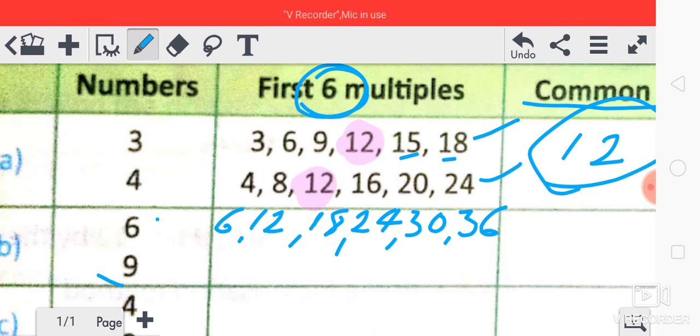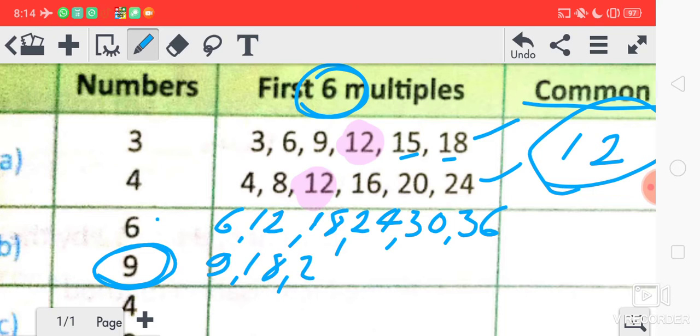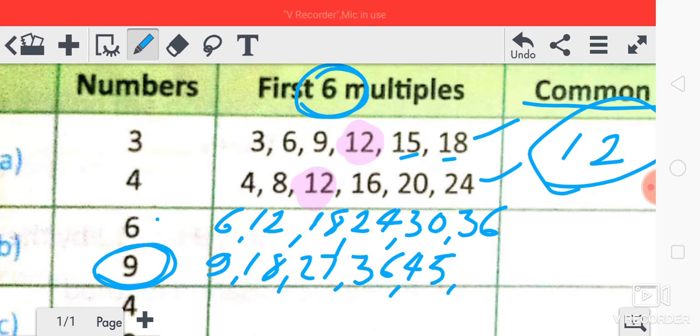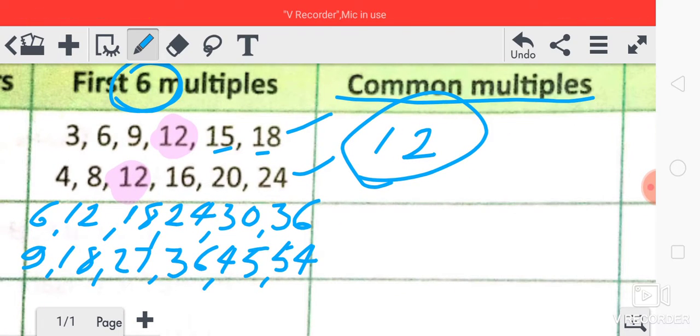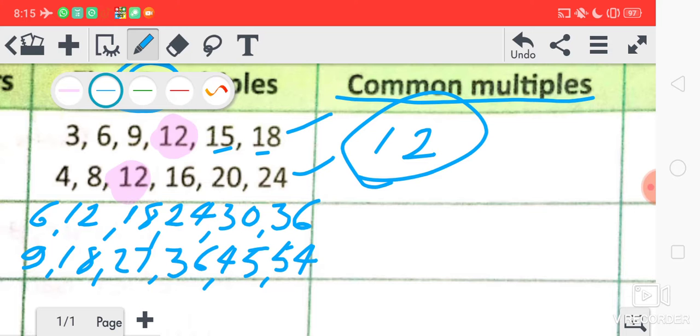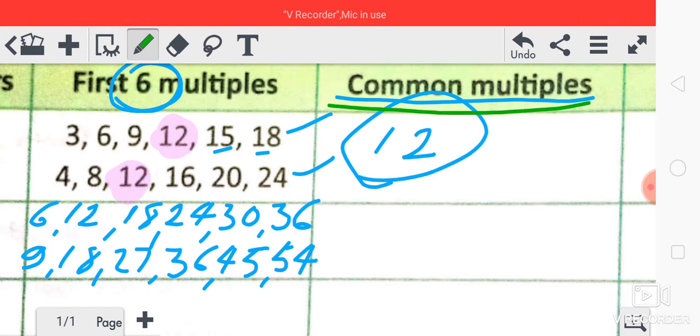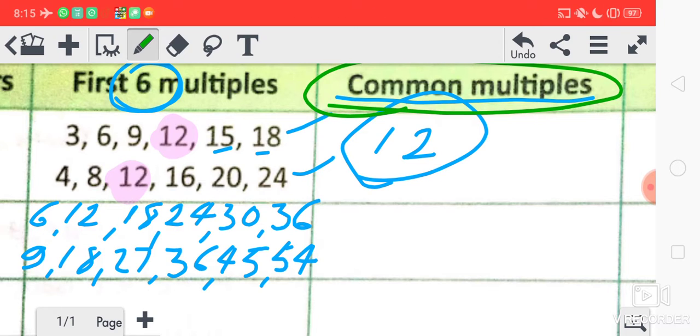Same way we'll write multiples of 9, that means table of 9. So table of 9: 9 1 is 9, 9 2 is 18, 9 3 is 27, 9 4 is 36, then 9 5 is 45, and 9 6 is 54. Okay, now we have to see common multiples. What common multiples are we getting? Common multiple means which we are getting in both.